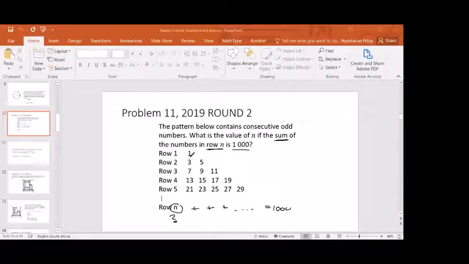Naturally, you say, well, what happens when you add all the numbers in each row? Let's see if anything happens. So if I add all the numbers in the first row, I will get 1. In the second row, it's 3 plus 5. The third row, it's 7 plus 9, which is 16, plus 11, which is 27. The fourth row, it's 28 plus 45, 64. And the fifth row is 125.